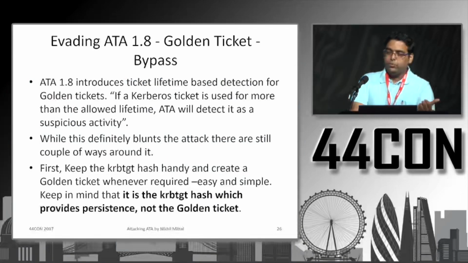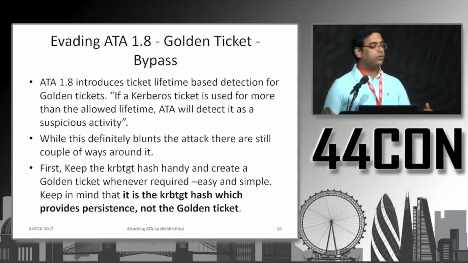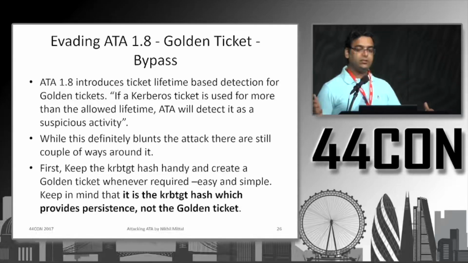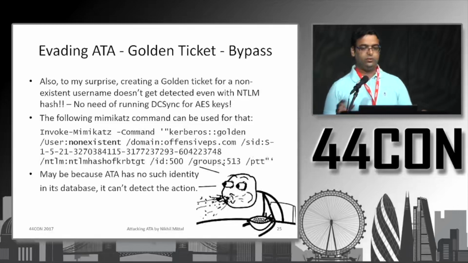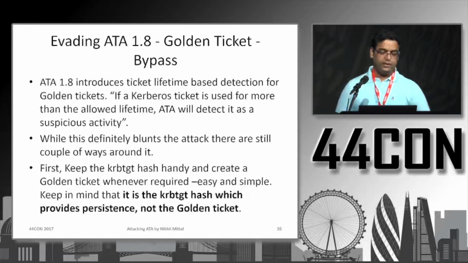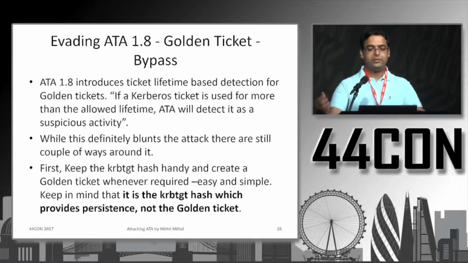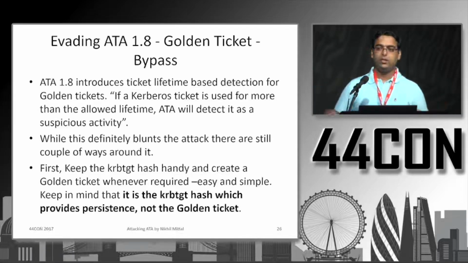Now, up to 1.7, there was no check on ticket lifetime. 1.8 introduced checking for ticket lifetime. If you create a golden ticket, and that's what most of us do, here in place of /ptt we'll use something like /ticket and save the ticket to a file, keep that file with us, and maybe 6 months ahead, if we need the persistence, we'll just reuse that ticket, right? That's how many of us do.